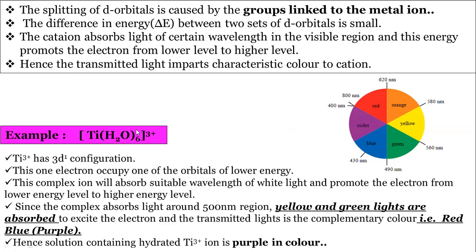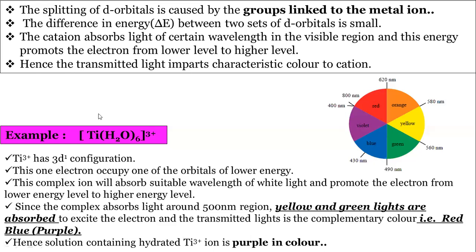So purple is a complementary color actually. The absorbed colors are green and yellow, and it gives the complementary color. Because green is absorbed, its complementary color is red, and the complementary color of yellow is violet. So it gives a mixture of red and violet color. So it appears as a violet color, remember. And the solution is purple in color.